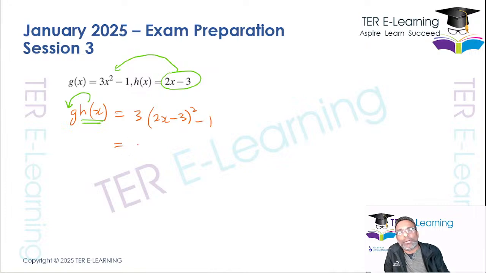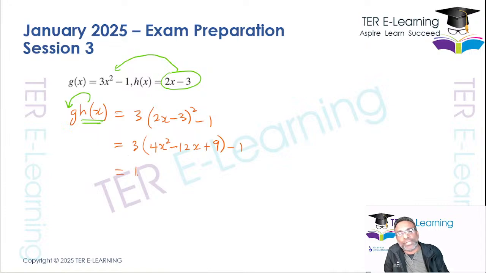Now, this here is 3. When I expand this, I want you all to understand you are multiplying 2 brackets. Don't tell me the answer is 4x squared plus 9. That's not the answer. The answer here is going to be 4x squared minus 12x plus 9 minus 1.